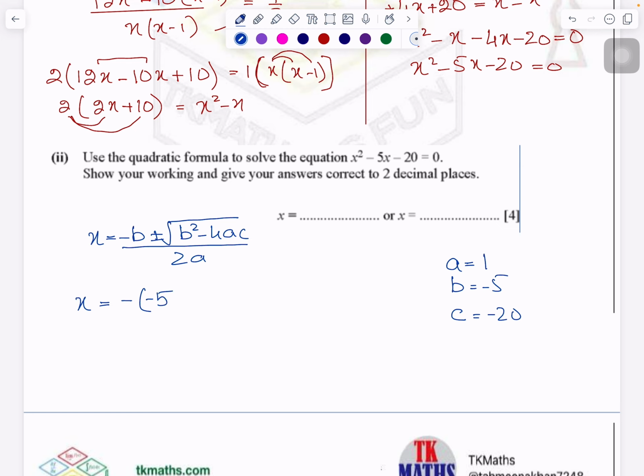But make sure b is minus 5, so you put the bracket in place of b. Otherwise, you will get it wrong, which is a common mistake made by the students. They do not write the bracket and then they get the wrong answer.